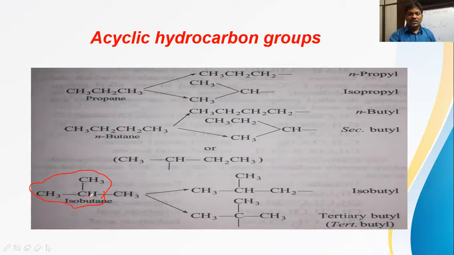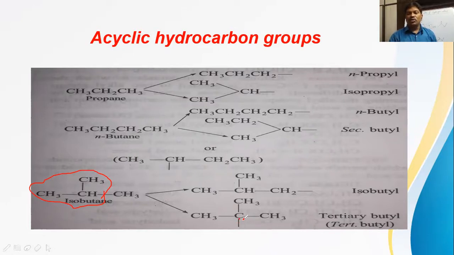And if you remove hydrogen from this carbon, the CH is there now. The CH carbon is a tertiary carbon. Why? This carbon is directly attached to 1, 2, 3 carbons, so it is called a tertiary carbon. From this tertiary carbon, the tertiary hydrogen is removed. Then we get this type of structure. It is called the tertiary butyl group. Why is it called tertiary butyl? The free bond is located on a 3-degree carbon, so it is called the tertiary butyl group.